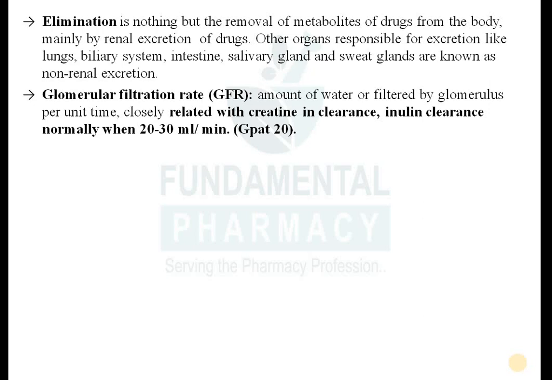Again, this glomerular filtration rate, GFR, is also measured by using inulin clearance. Inulin is a homopolysaccharide, and it is used to measure the glomerular filtration rate. What is the normal glomerular filtration rate? It is 20 to 30 ml per minute. A normal healthy person will have a GFR of 20 to 30 ml. So it is closely related to creatinine clearance, and inulin is used to measure it.